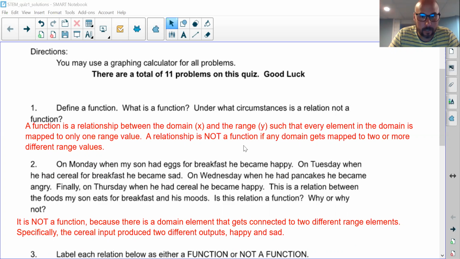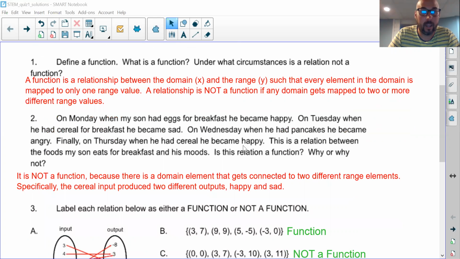A relationship is not a function when you have at least one domain element getting mapped to two or more range elements, like you have in number two. Number two is not a function. It's a relationship connecting food and my son's mood. It is a relationship, but it's not a function because of cereal. Cereal is the only problem. Cereal is the domain. That's what triggers the reaction. And it actually produced two different moods, happy and sad. So you've got one domain element, cereal, producing two different range elements. So it is not a function.